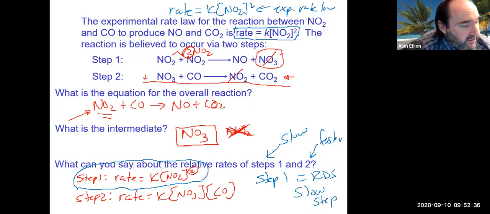Again, because NO2 is found in the overall reaction. So although it did reduce down, it didn't completely cancel out. And again, that's the key for the intermediate. It needs to completely cancel out.